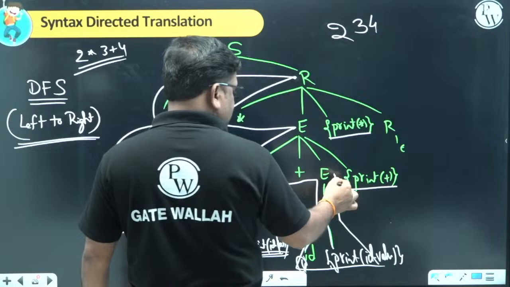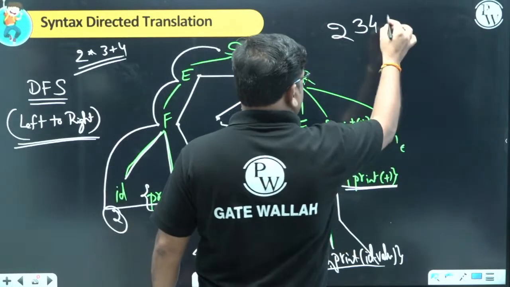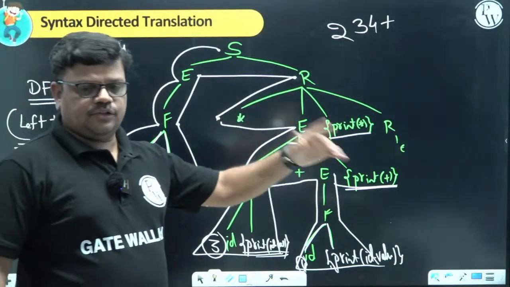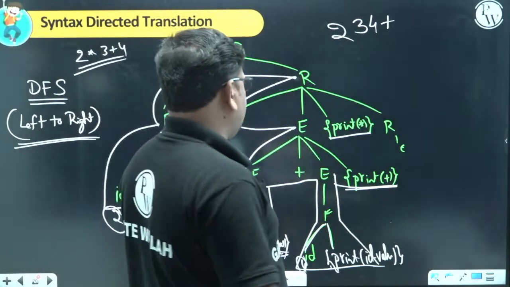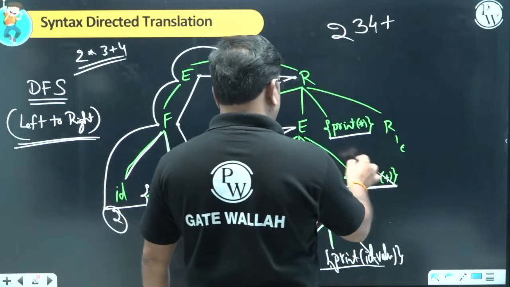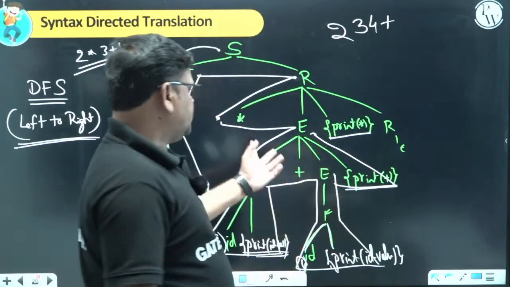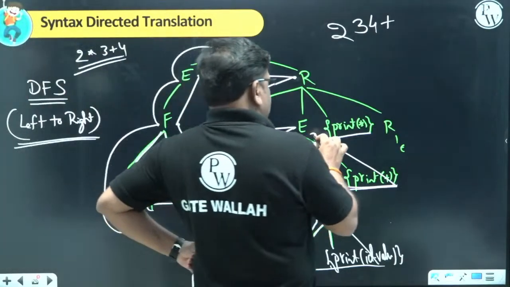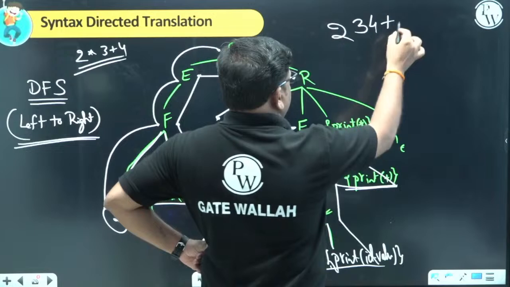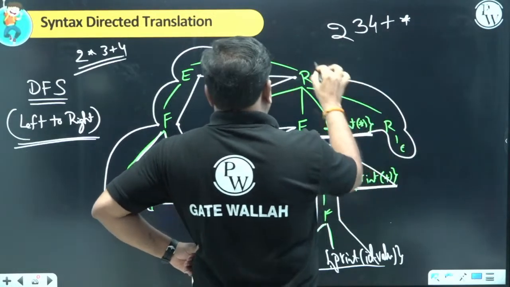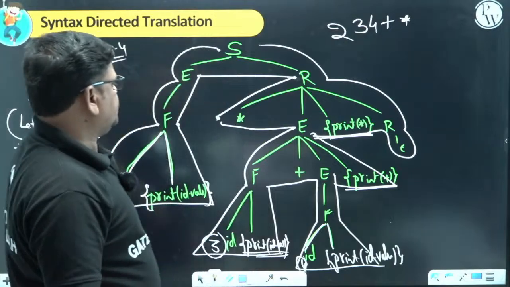Then come back here, plus semantic rule. Whenever you are executing, whenever you touch the rule, execute that. So plus will be printed. So all these things are over, then come back. All its siblings are over, then next star. Now star will be printed. That's all. Okay, this is the way.